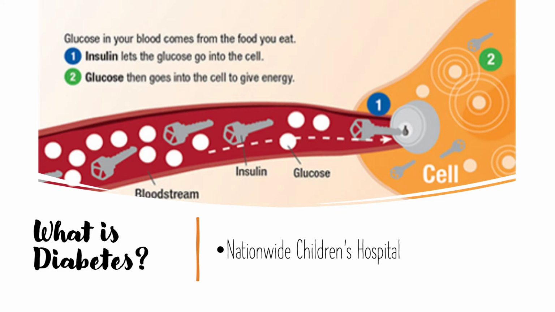As we can see in this diagram, it'll help us to understand the different types of diabetes in the oncoming slides. The keys represent insulin, the small white dots represent glucose, and the insulin is represented as a key because it lets glucose go into the cell, and the glucose goes into the cell in order to give energy.